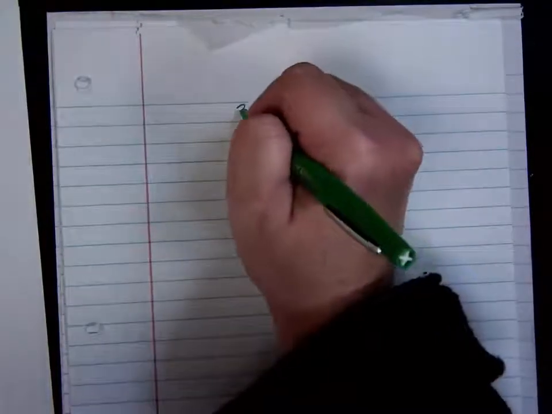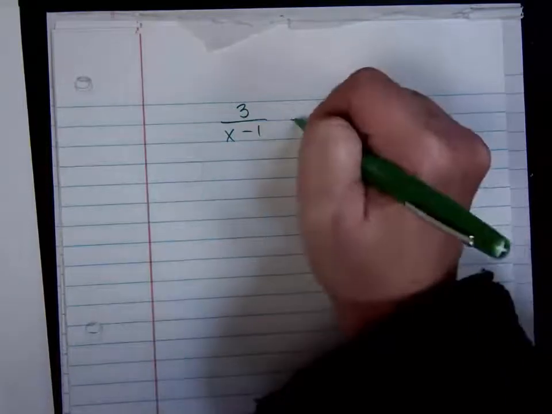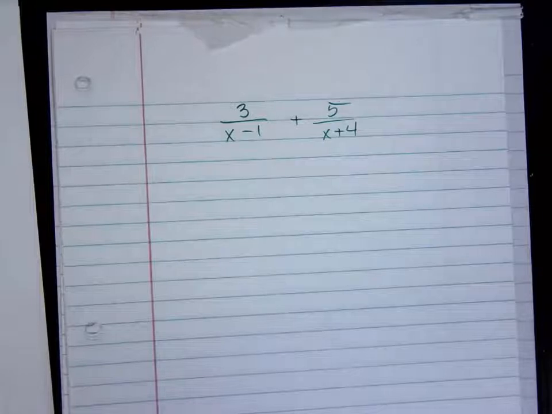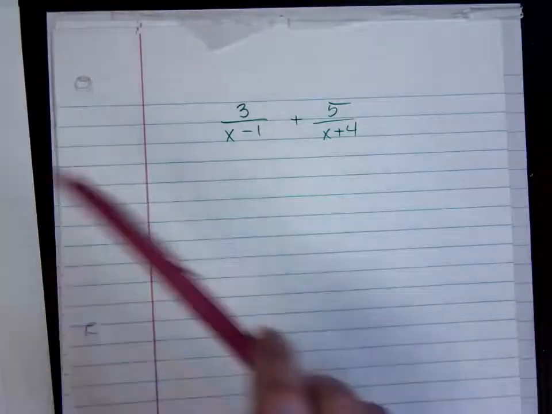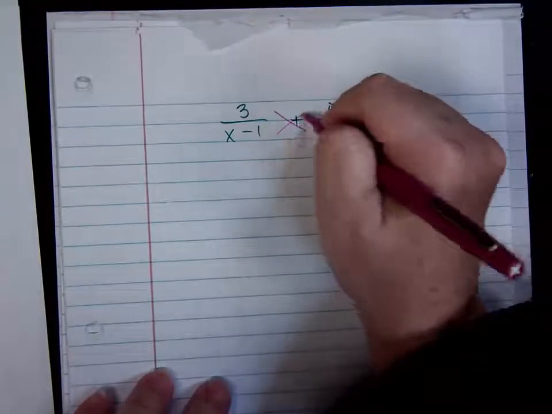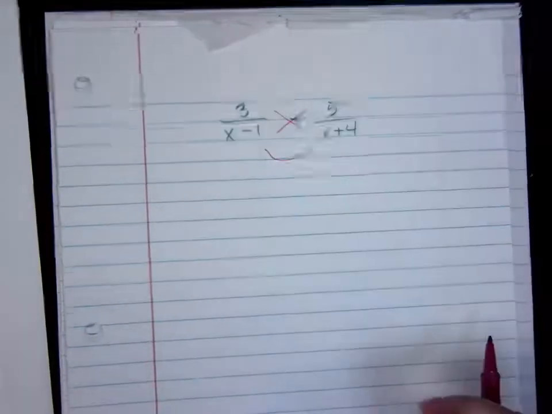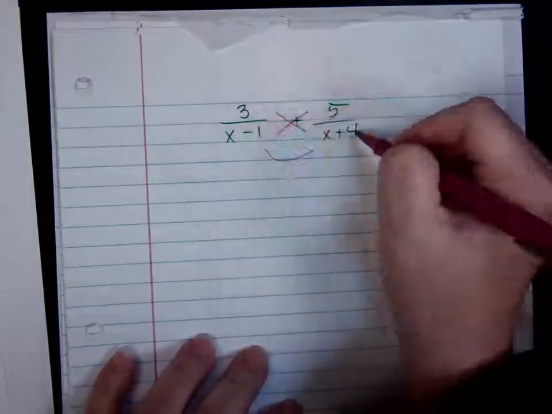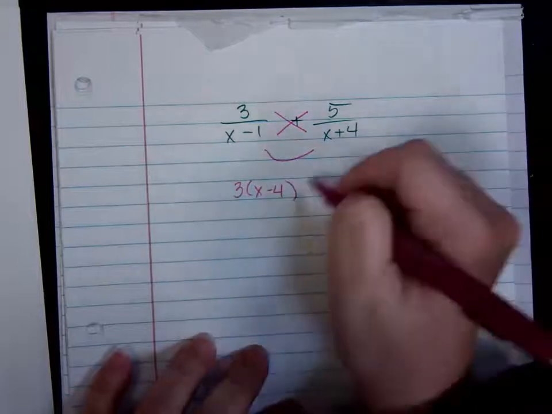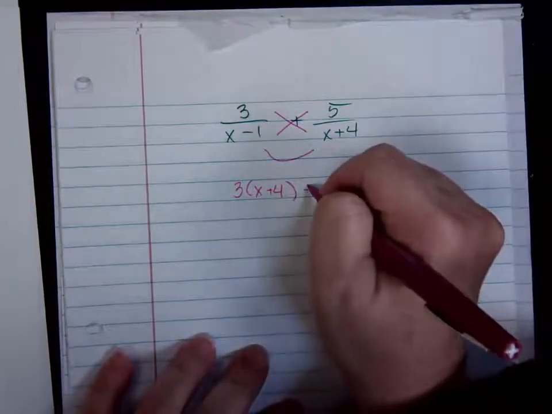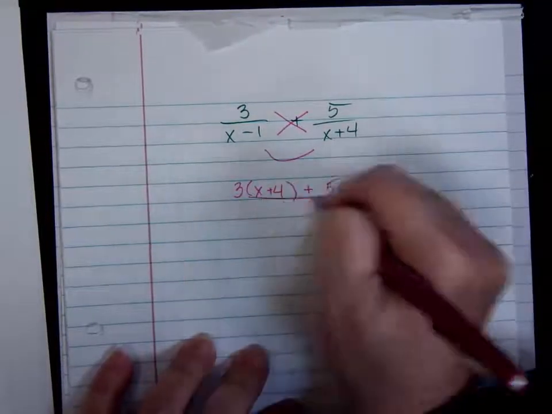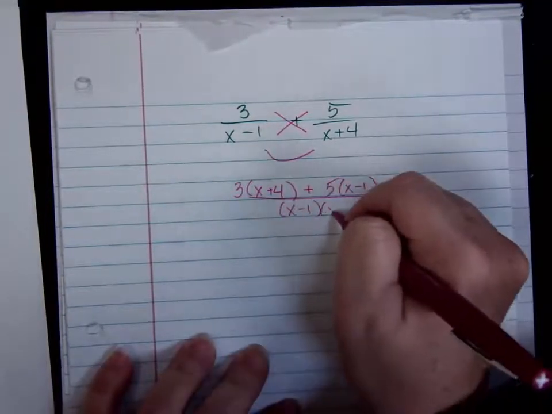So let's say you have 3 over x minus 1 plus 5 over x plus 4. Chopsticks in a bowl is a method by which you can add those two fractions without getting common denominators. These are the chopsticks, this is the bowl. And what it is, you multiply diagonally right here, which is 3 times x plus 4, plus, because the problem is addition, 5 times x minus 1, over x minus 1, x plus 4.